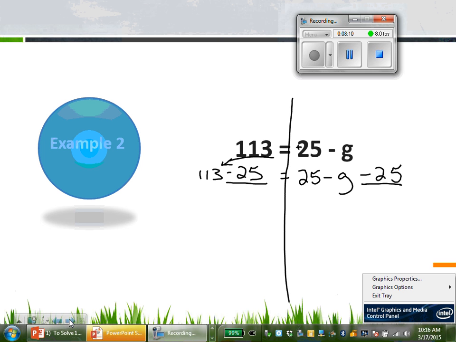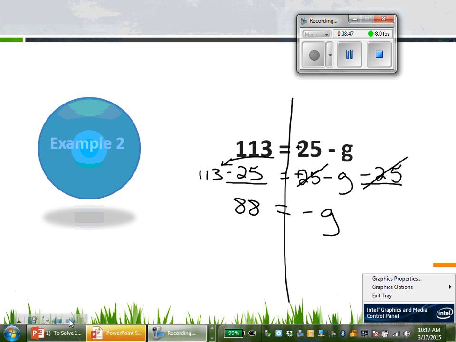Okay? So, 113 minus 25 is? Come on. 113 minus 25. 88. Okay. What happens over here? I got a positive 25 and I got a negative 25. The positive 25 and the negative 25 will what? Cancel. They cancel because they make 0. What am I left with? Negative G.